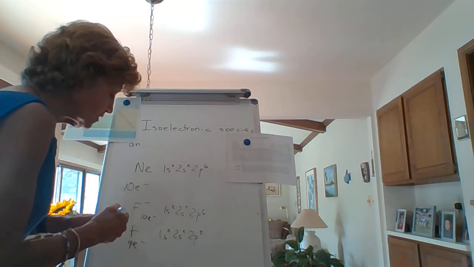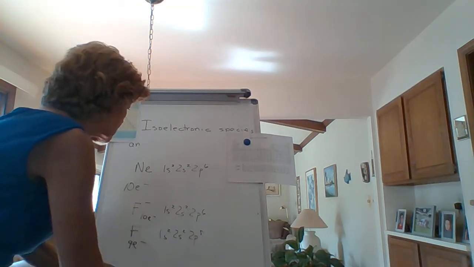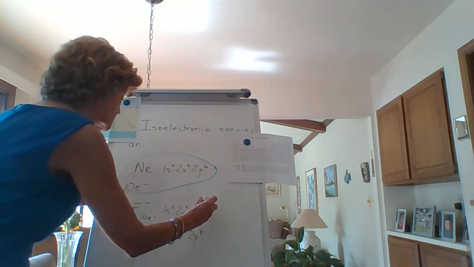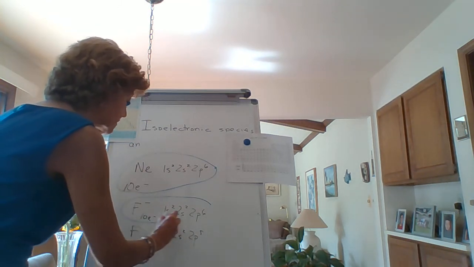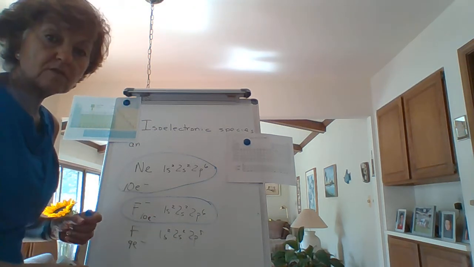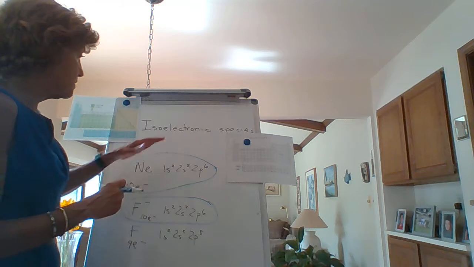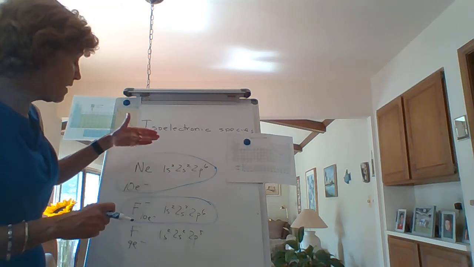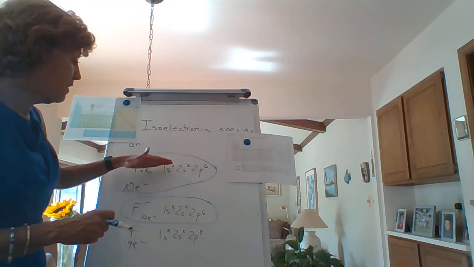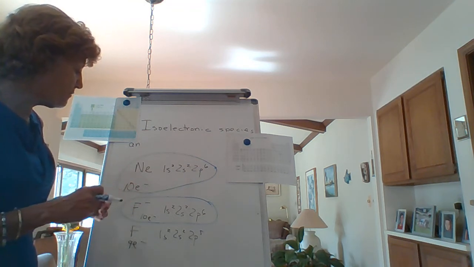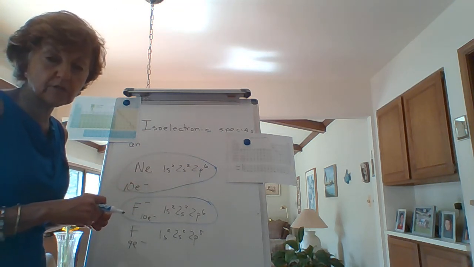So now take a look at neon with its 10 electrons and fluoride with its 10 electrons. That would be an isoelectronic species: an atom and an ion that have the exact same electron configuration and the exact same number of electrons.